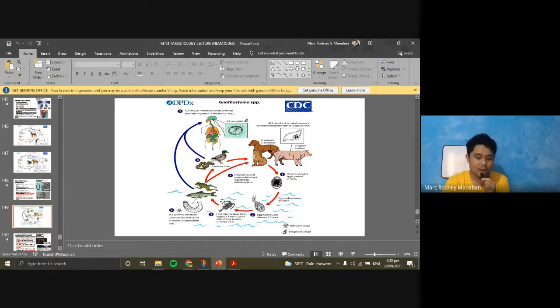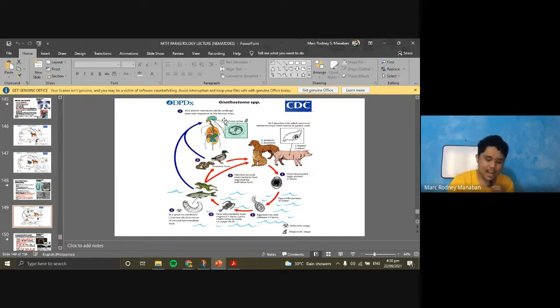Now, these fish or frogs can be eaten by humans or by birds or snakes, which are your paratenic hosts. The paratenic hosts, snakes or birds, contain the L3 larva. If humans eat them undercooked or raw, they can acquire the infection. Alright. So that's for Gnathostoma species. A very important species is Gnathostoma spinigerum.